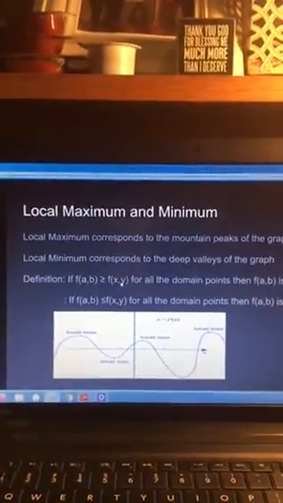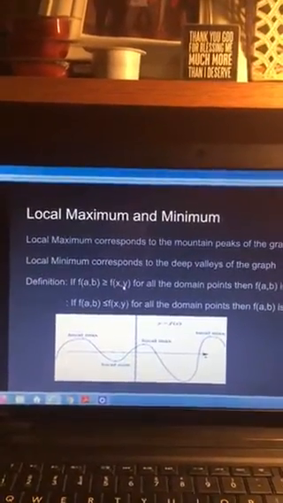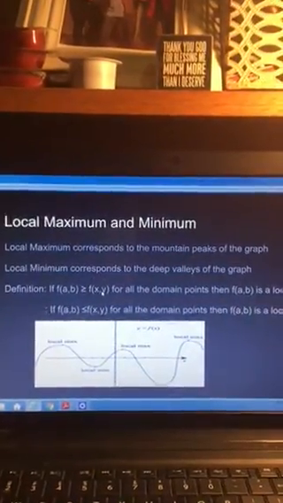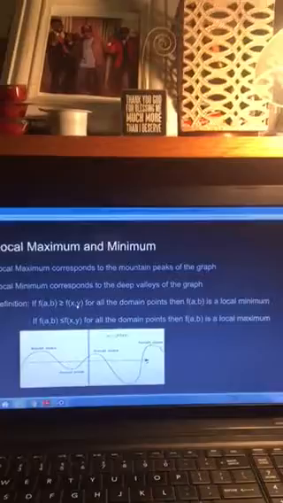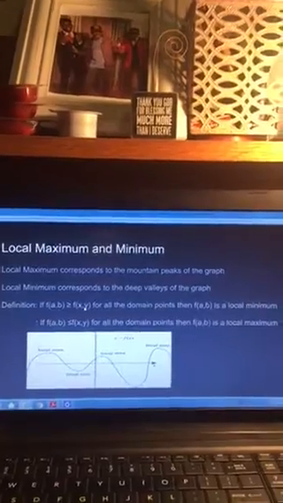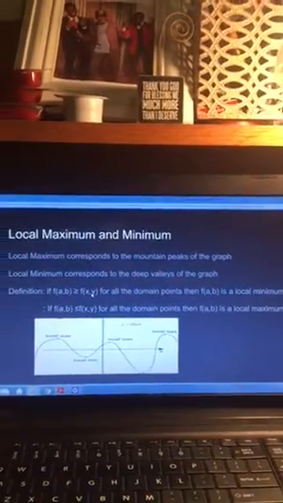If f of a, b is greater than or equal to f of x, y for all the domain points, then f of a, b is a local maximum. If f of a, b is less than or equal to f of x, y for all the domain points, then f of a, b is a local minimum.